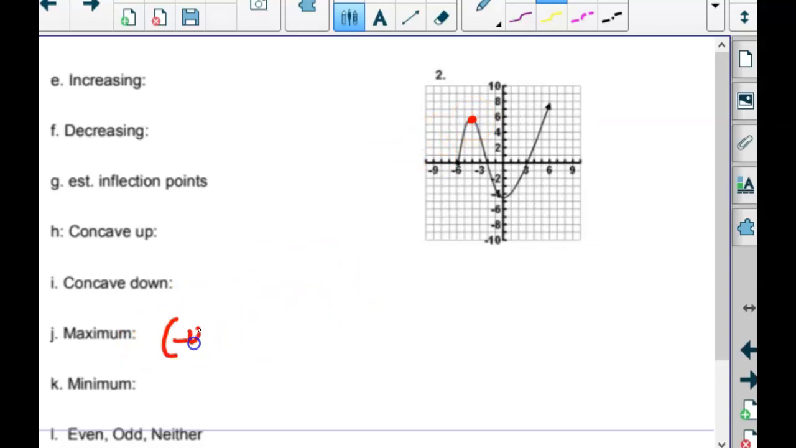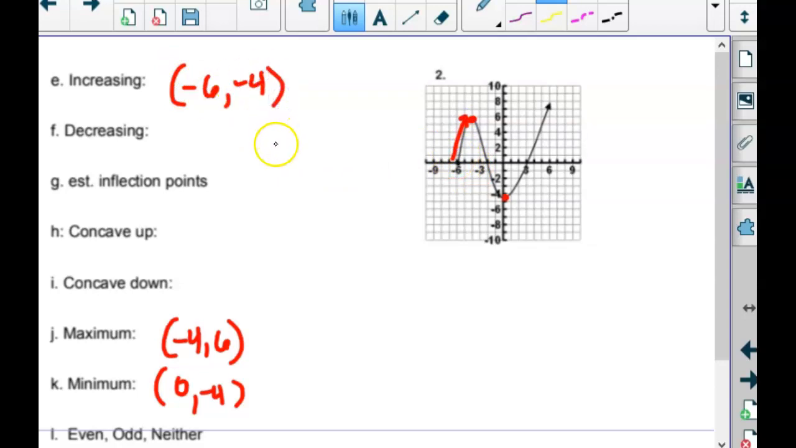That would be a max. And I will call this min 0, -4, just to make our life easier. Okay. If you use decimals, it's fine. Where is it increasing? Somebody give me one interval. Okay, this piece is from -6 to -4.